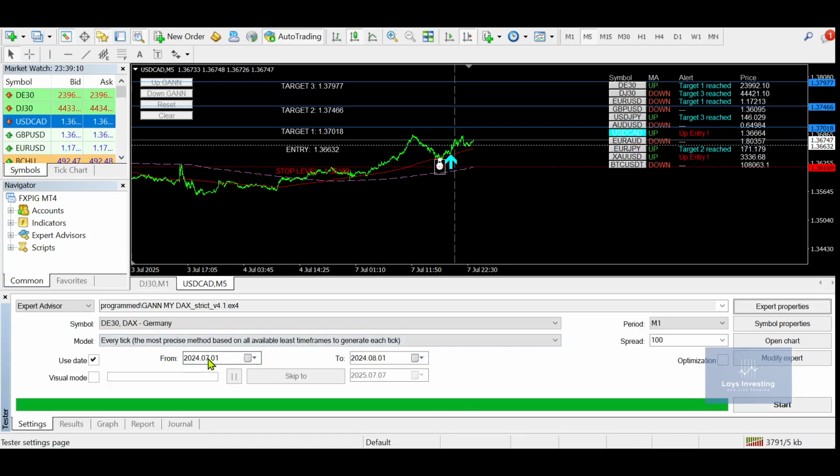So let's start with July last year. Later on, I'm going to go through the input parameters, and this set file will be put on the MQL website as well.